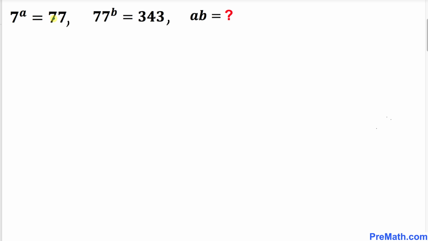In this video lesson, we have got this exponential problem. 7 power a equals 77, and 77 power b equals 343. Now we are going to find the value of a times b.